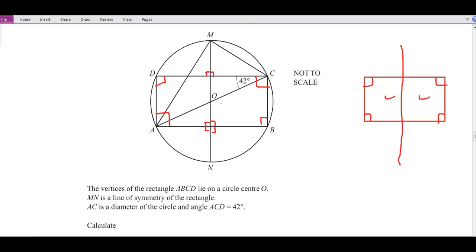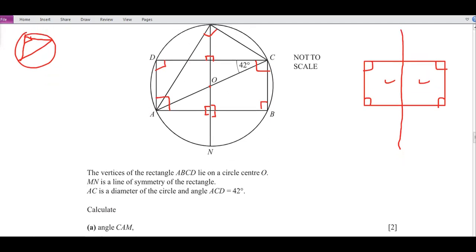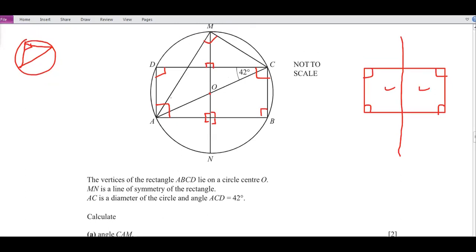AC is the diameter of the circle. This is the diameter also. If this is the diameter, remember there was a rule that if there is a circle, the diameter makes an angle on the circumference of 90 degrees. It means this full angle is also 90 degrees. Why? Because the diameter makes 90 degrees on the circumference. ACD is 42. Calculate angle CAM. You have to find CAM. It means you need to find this angle.